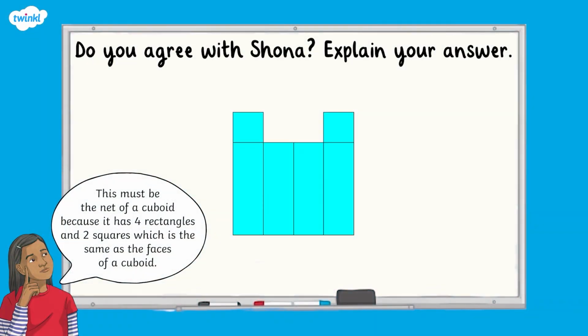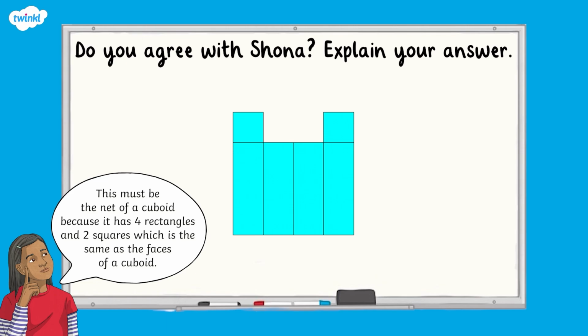Now it's time for your final challenge question. Shona says this must be the net of a cuboid because it has 4 rectangles and 2 squares, which is the same as the faces of a cuboid. Do you agree with Shona? Remember to explain your answer. Pause now while you answer the question.